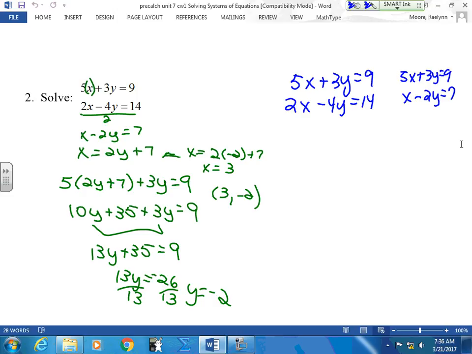Does everybody remember how to multiply top and bottom? Different values? So let's take the easier one. You want to find a common multiple, and make one a positive, one a negative. So if I multiply the second one by -5, will I eliminate x? So I would rewrite the top one. Just remember when you multiply, multiply all the way across.